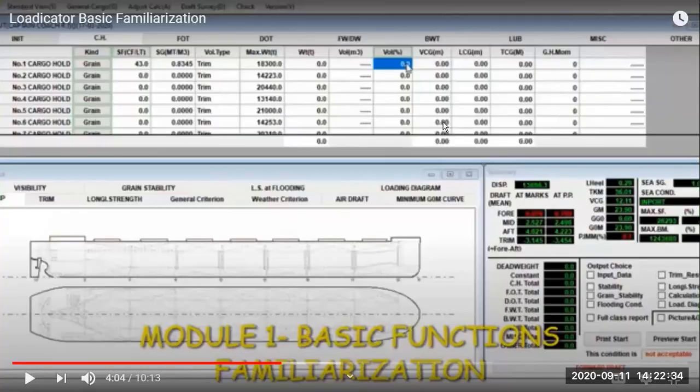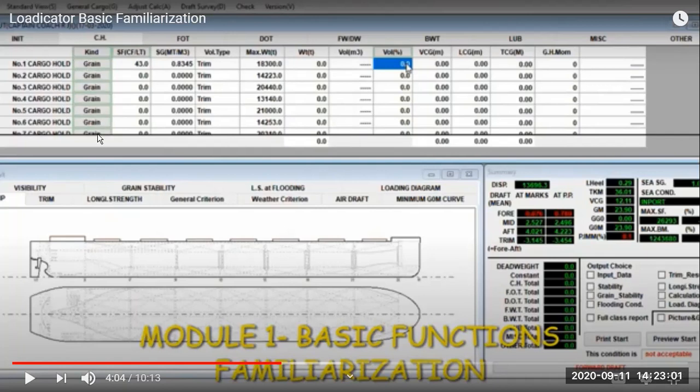So basically what a load indicator is doing is that we are feeding all the things which are there on the ship, including the constant, cargo, fuel, diesel, fresh water, everything, ballast, and it will give us all the draft, trim, stability criteria, center of gravity, stresses, and everything. So the next page is our cargo holds. This ship we have 7 cargo holds.